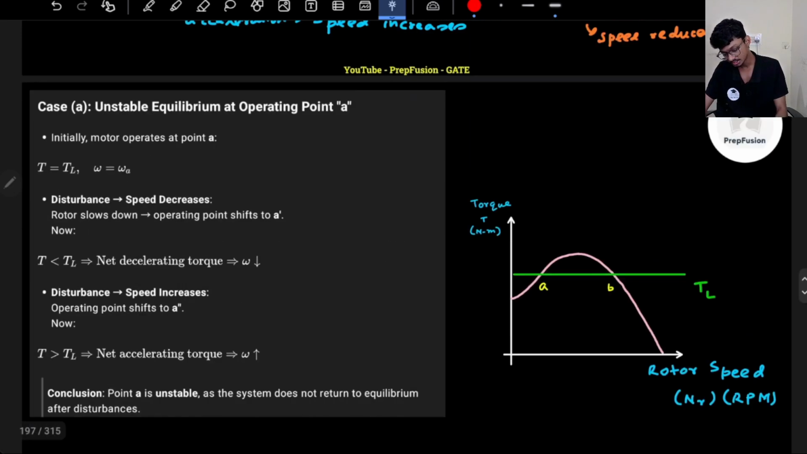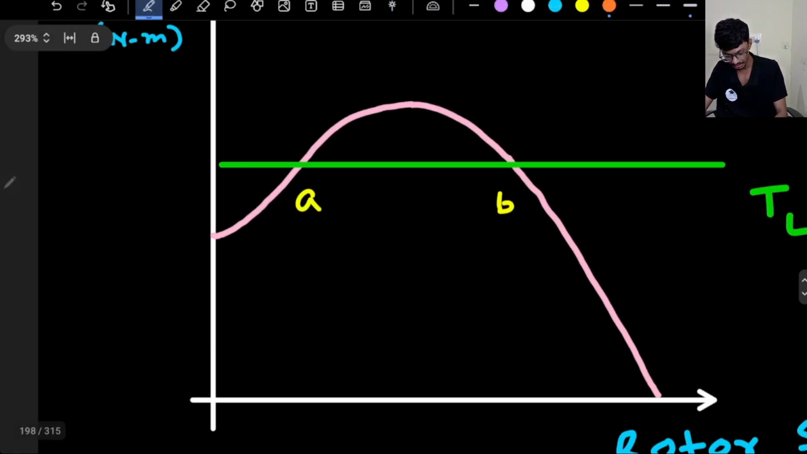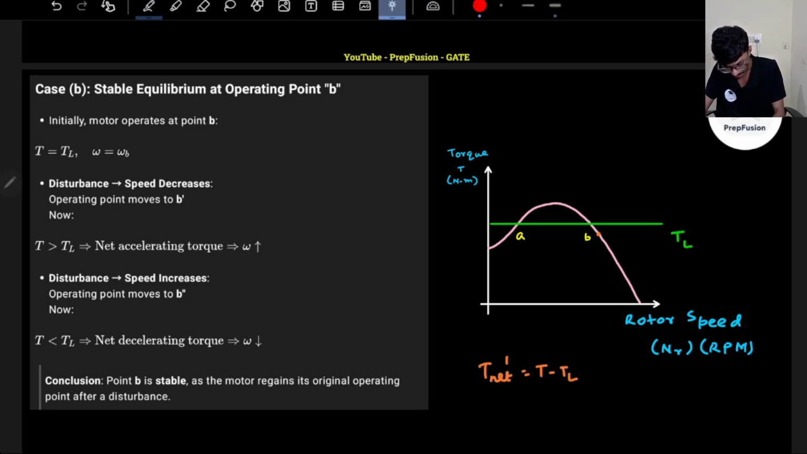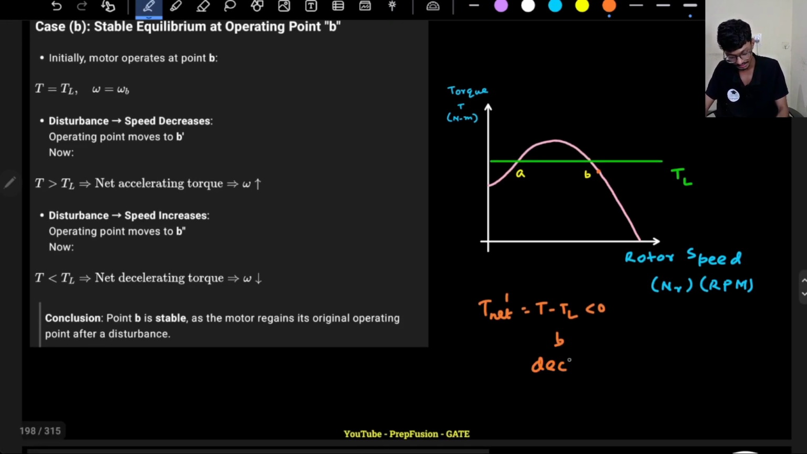What about point B? For point B, let's say I am giving it a small disturbance, I'm increasing the speed slightly. If I increase the speed slightly, then I observe what is the net torque. Net torque T net dash is basically T minus TL, right? But this time T is lower than TL, so this will be negative. If this is negative, that means I will observe a deceleration.